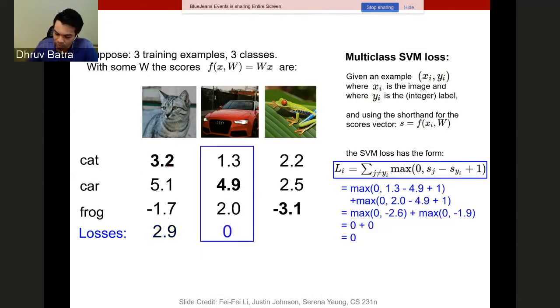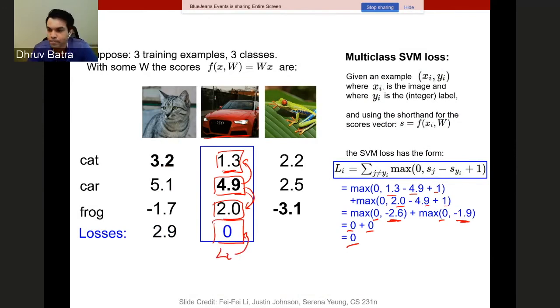We can repeat this for the other image. So here, this is a car image. The car score is 4.9. The cat score is 1.3. The frog score is 2.0. Intuitively this feels right. If you compare the numbers, yes, 4.9 is more than a margin of 1 from 1.3, and it's more than a margin of 1 from 2.0. So the loss should be 0. And if you just run through the math, that does turn out to be the case: you end up comparing 0 to a negative value, 0 to a negative value, so 0 survives out of the max, and you get 0. So our intuitions are satisfied that L sub i here is in fact 0. That's a good thing.